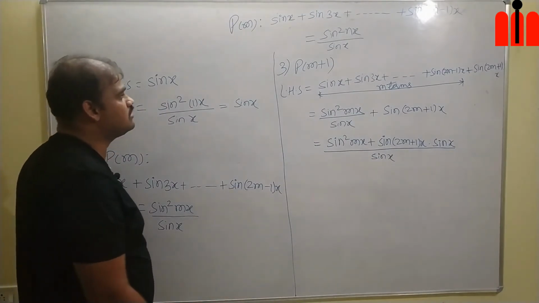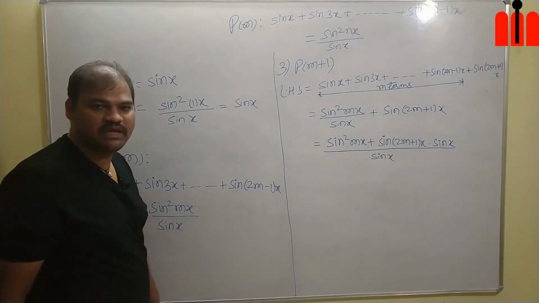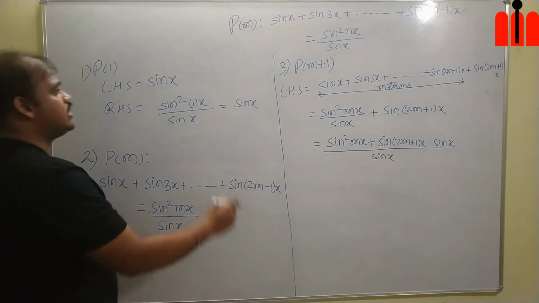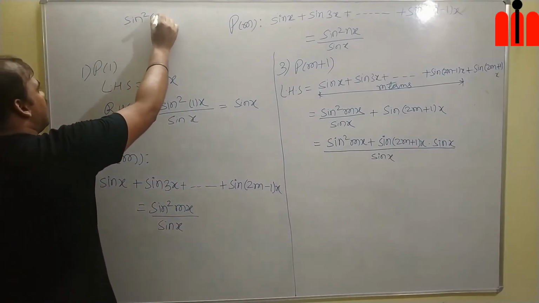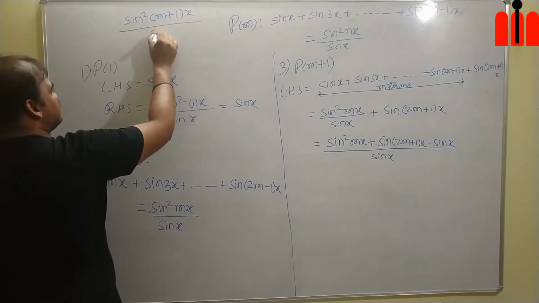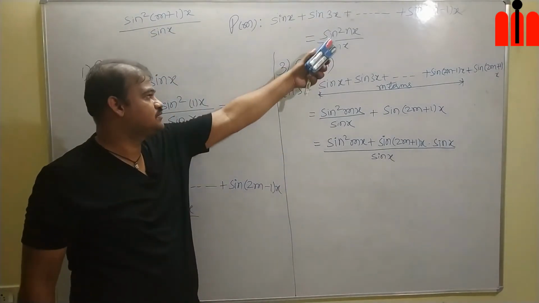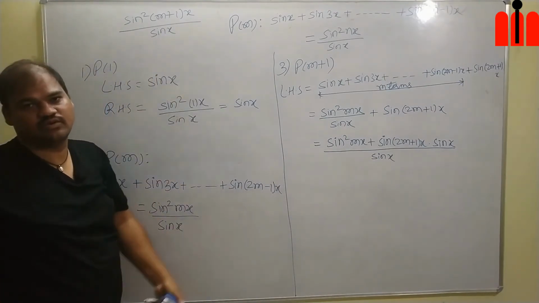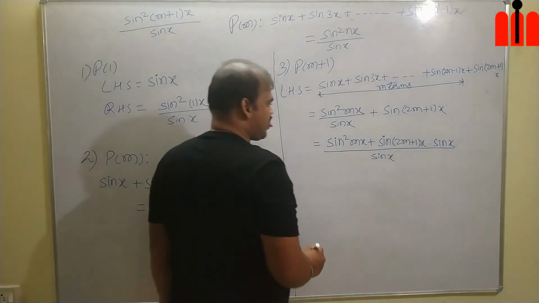Now before proceeding further in this problem, let's see how my RHS will look. I told you this is the best practice, to write how the RHS should look. So my RHS should look like sine square (m plus 1)x by sine x. I substituted n with m plus 1. So we have to focus to get this. We have to drill down to this. How will we do that?